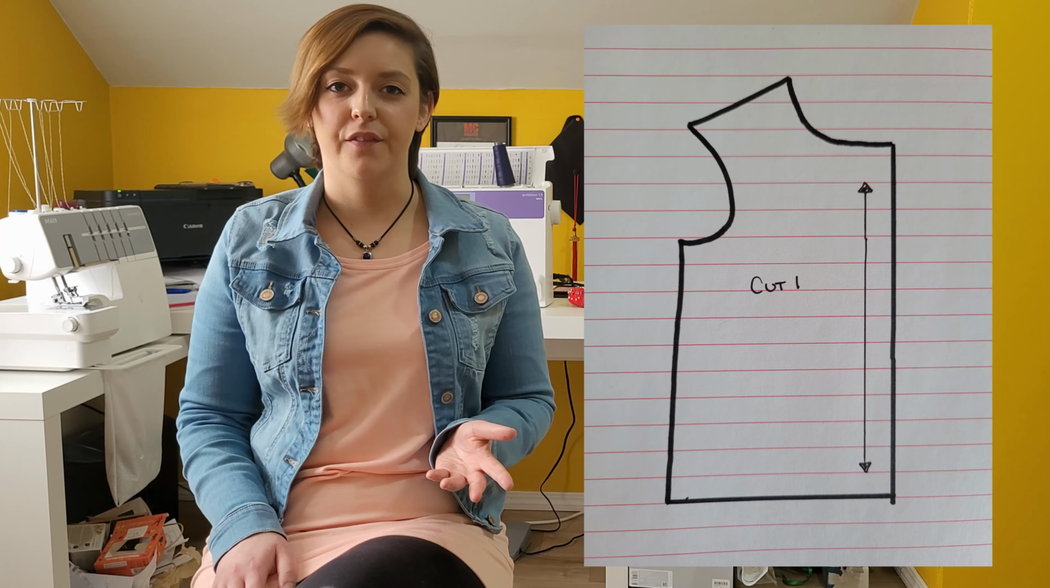Now the next thing that we are going to go over are your cuts. Your cuts aren't exactly a symbol on your pattern, but it is very important to know. You are most likely going to find your cuts in the middle of your pattern piece. Now when it says cut 1, you're going to only want to cut 1 layer of fabric. When it says cut 2, you're going to want to cut out 2 layers of fabric.